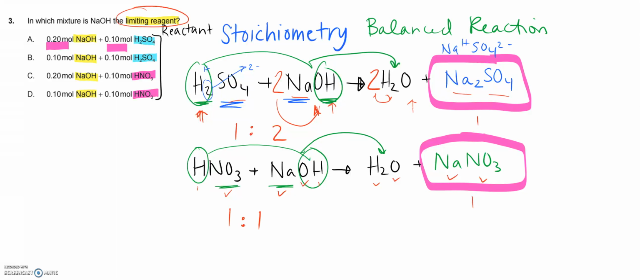So let's take a look. If I have 0.2 moles of NaOH, and I want to know how many moles of sodium sulfate that forms, I know that I have a 2 as my coefficient there. So for every 2 moles of NaOH, I have 1 mole of Na2SO4. So that's 1/2 of my 0.2, that's 0.1 moles of Na2SO4.